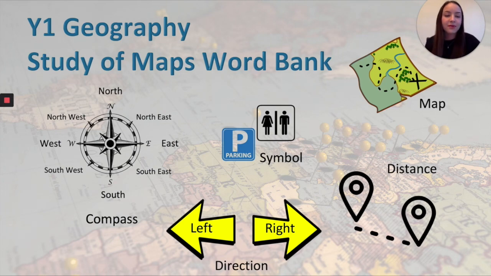So now we've made our word bank of lots of different words relating to maps. You can find this word bank on the school website as well. It's in the Year 1 section of online learning, so you can have a copy for yourself to help support your learning throughout the unit.